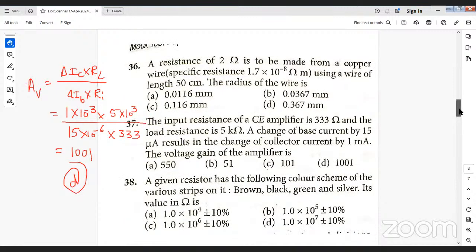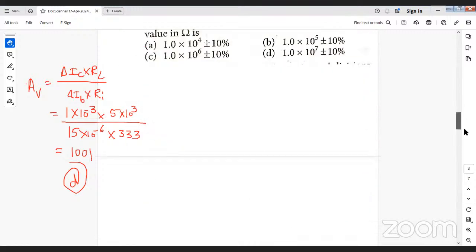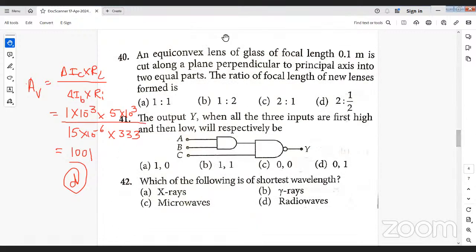Yes, question number 38, based on the color code, it is deleted. So for that reason, I am taking another 2 questions. So first I'll solve 41, students. First I am solving 41. See, question number 41.